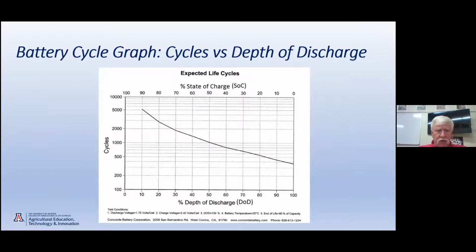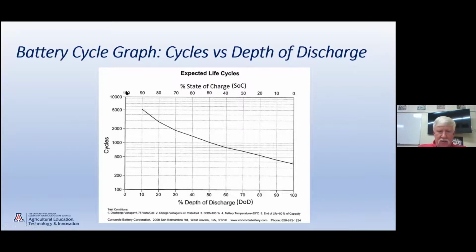This is a graph that shows you a battery cycle graph. It's cycles versus depth of discharge. So what we see here along the left side would be the cycles. How many life cycles in a battery? We could go from 100 up to 10,000. And then across the top here, we have state of charge of our battery. 100% would be a battery that's fully charged, and 0 state of charge. And opposite that would be the depth of discharge.